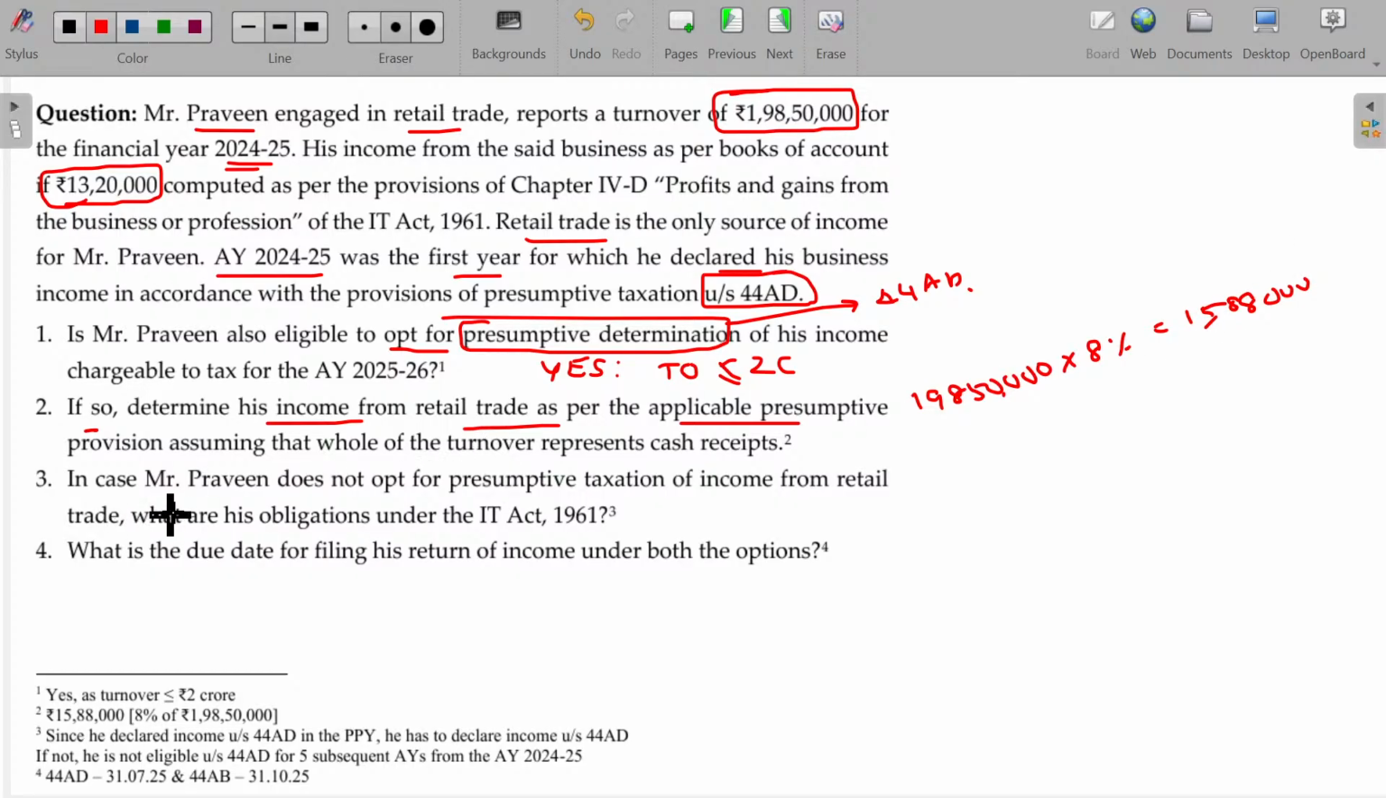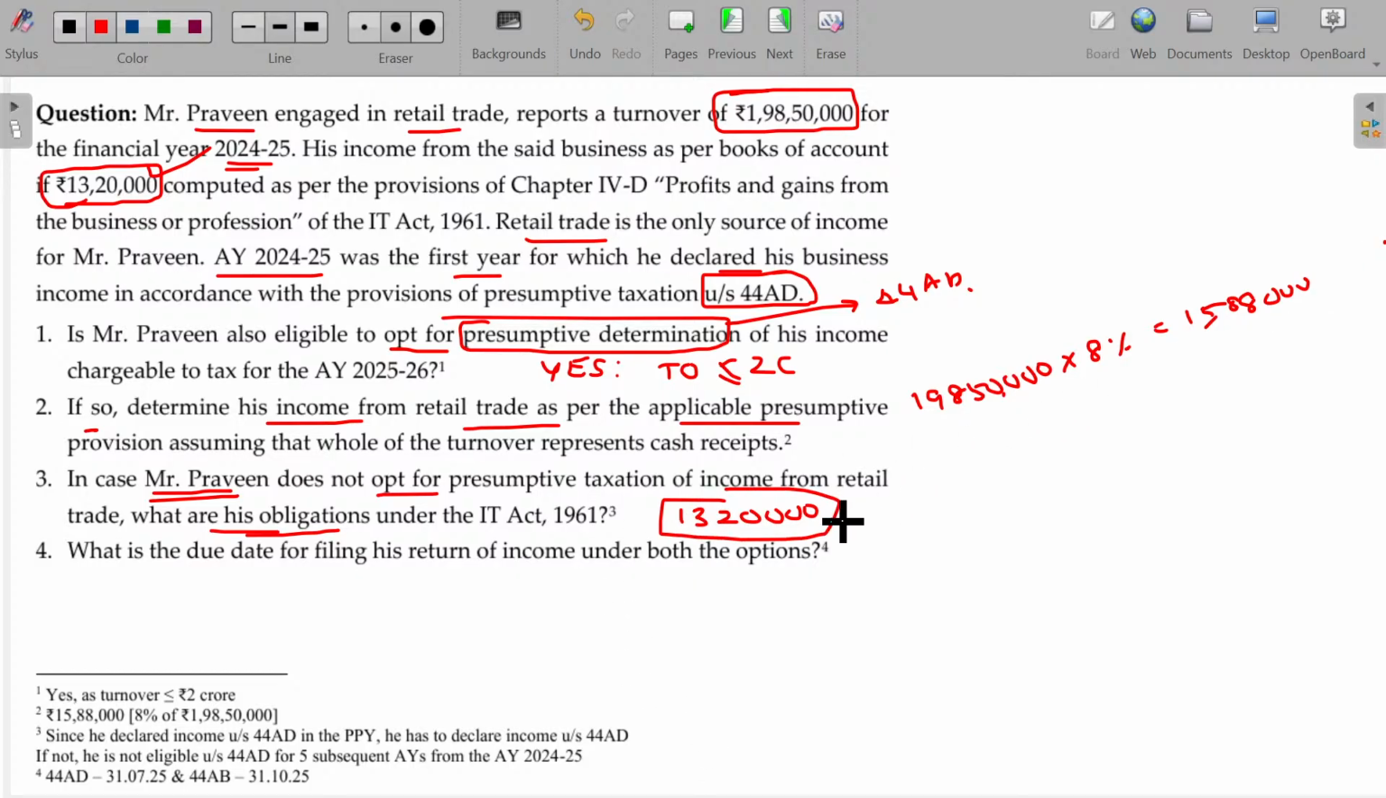For the third question, in case Mr. Praveen does not opt for presumptive taxation of income from retail trade, what are his obligations? As per the books of account, his income is only 13 lakhs 20,000 rupees. Presumptive income says you have to pay the tax on 15 lakhs 88,000. He says, sir, no sir, my income is only 13 lakhs 20. Will he be able to go for showing this as his income rather than this one?